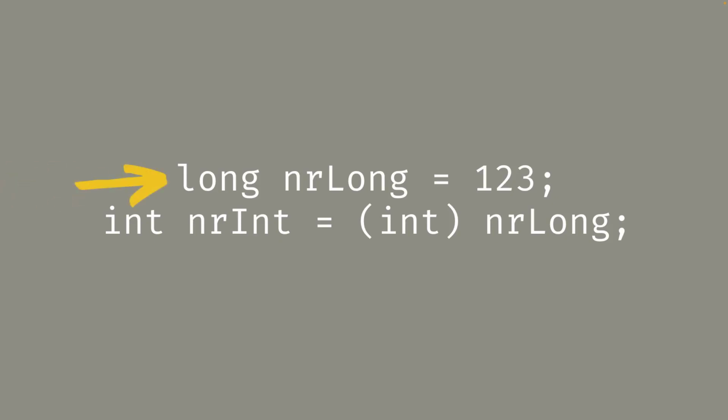Fun fact, both types of casting are happening in this example. The first time is when we assign 123 to long. 123 is an int, but we store it in a long. This widening casting happens automatically. The second one is an explicit cast. The int between parentheses changes the type of the long to an int. And in this case, we're sure that it will fit.